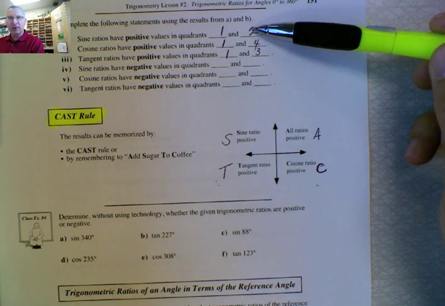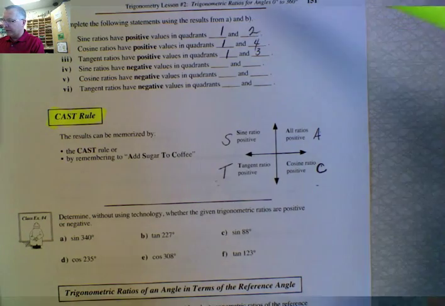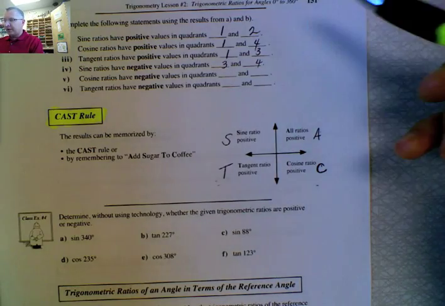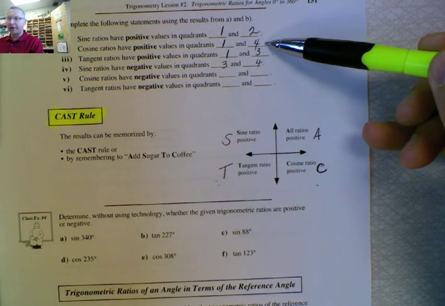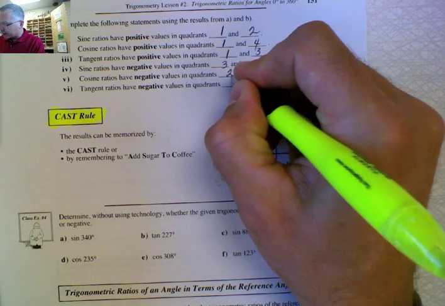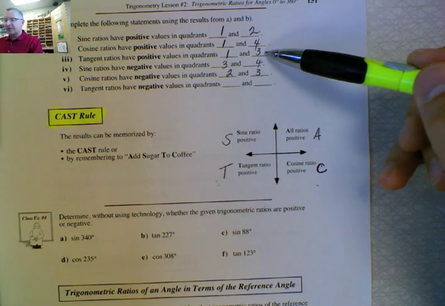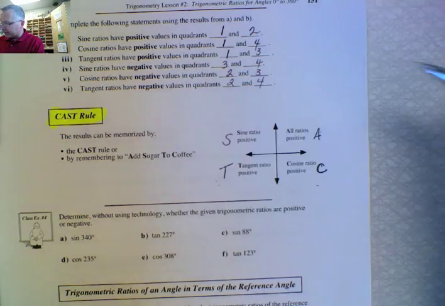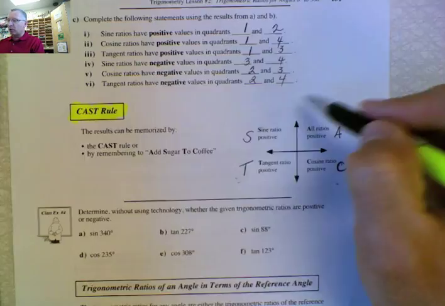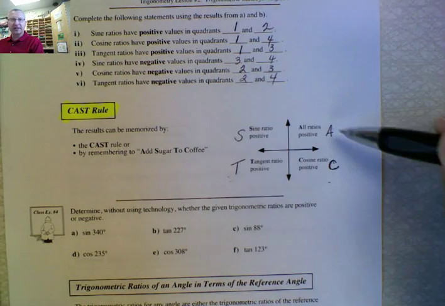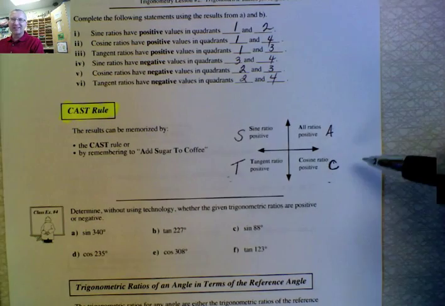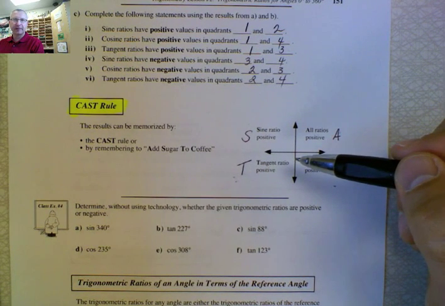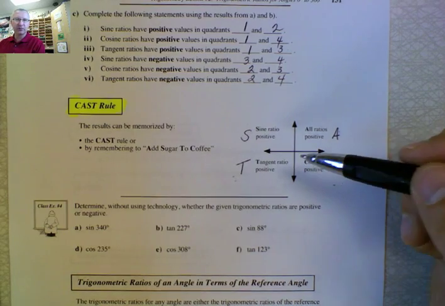Well, if sine is positive in quadrants 1 and 2, then sine has to be negative in quadrants 3 and 4. If cosine's positive in 1 and 4, then it has to be negative in 2 and 3. And if tangent's positive in 1 and 3, then it has to be negative in 2 and 4. And it's really important to know which quadrants things are positive and negative in, because that's really going to help us solve trig equations when we get to pure math, or in math 30-1.